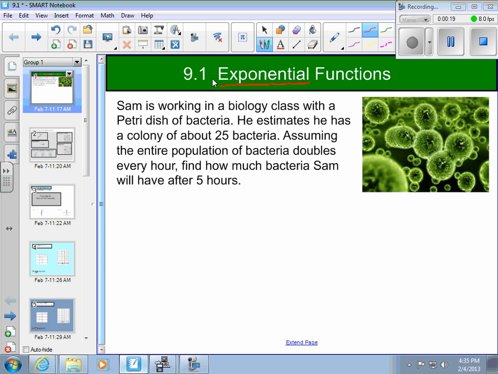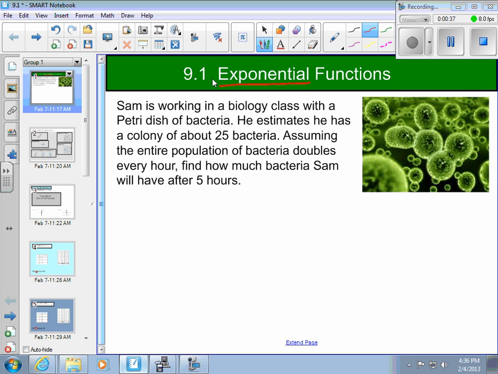It says Sam is working in a biology class with a petri dish of bacteria. He estimates he has a colony of about 25 bacteria to start out with. Assuming the entire population of bacteria doubles every hour, find how much bacteria Sam will have after 5 hours.